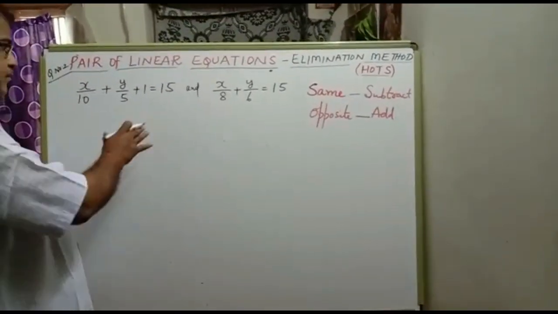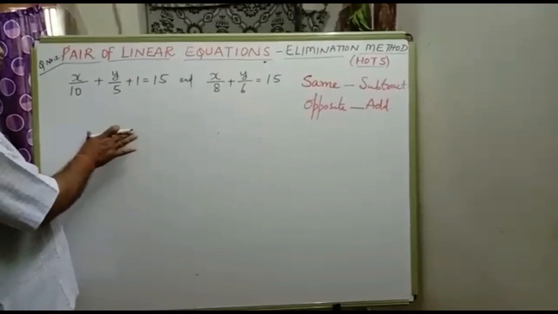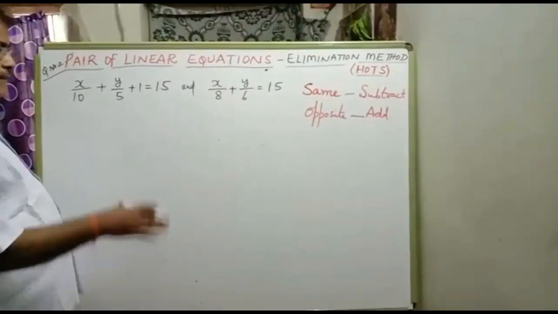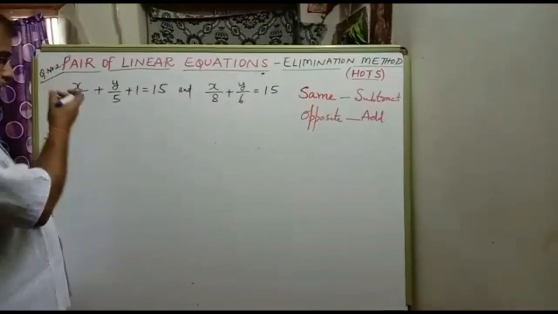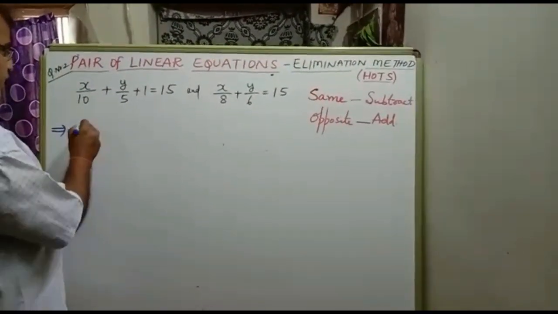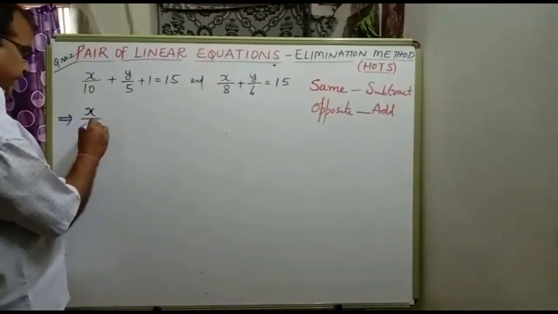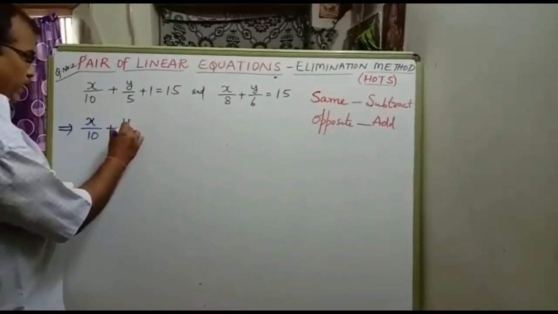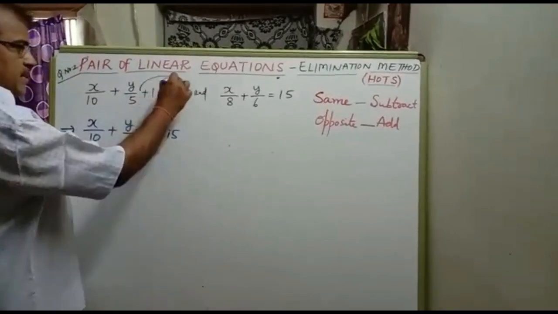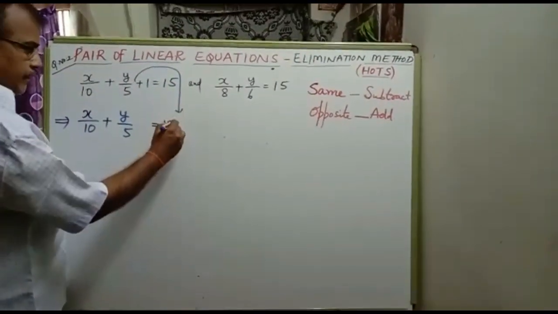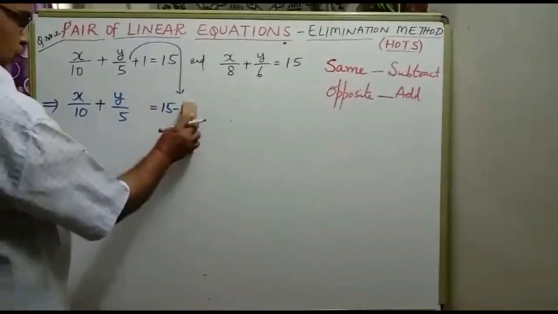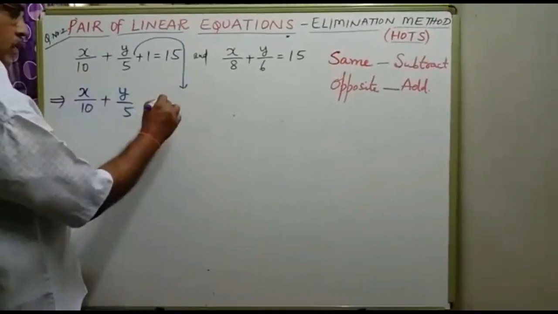First of all, we have to simplify and write it in a new form, then only you can solve easily. So I am simplifying this one. You know very well, this is nothing but x by 10 plus y by 5 is equal to 15, and transposing this side, 15 minus 1 is equal to 14.